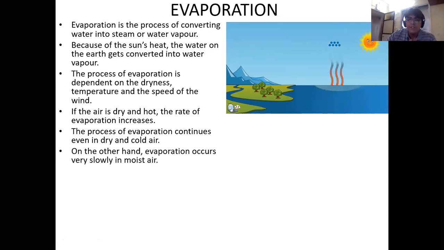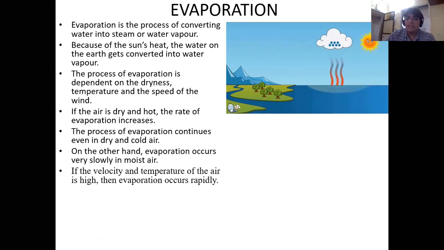On the other hand, evaporation occurs very slowly in moist air. See, if the air is already moist, if moisture is already present in the air, then evaporation will be slow. If the velocity and the temperature of the air is high, then evaporation occurs rapidly.